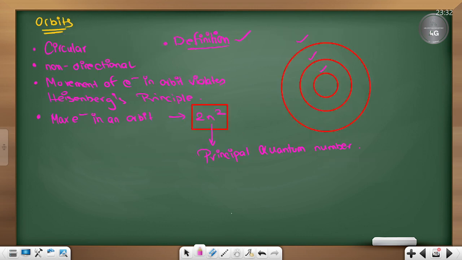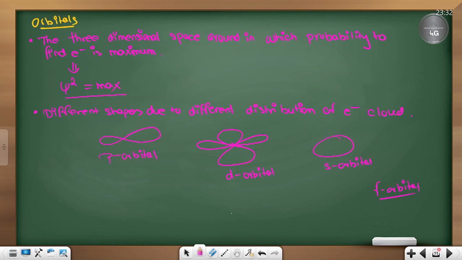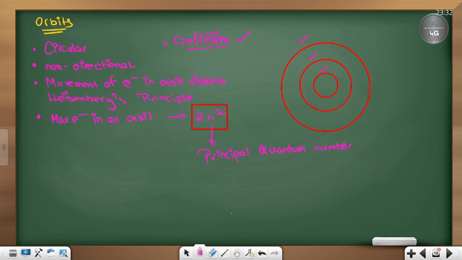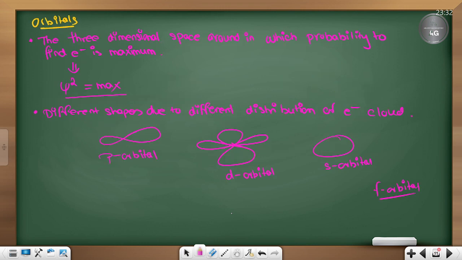So, now coming back. See, orbitals differentiate with different distribution of electron cloud. Next point I have written is directional. So will they be directional? Yes, because this can face one direction, and this can face this direction. So they are directional. So next point is direction.